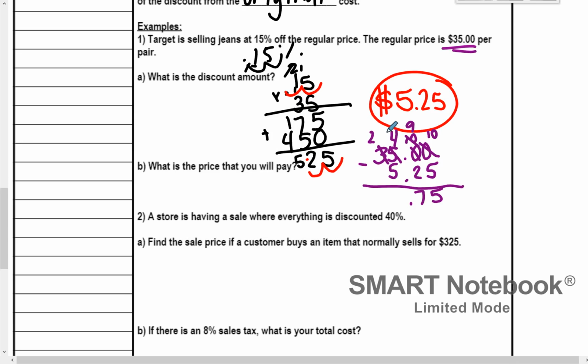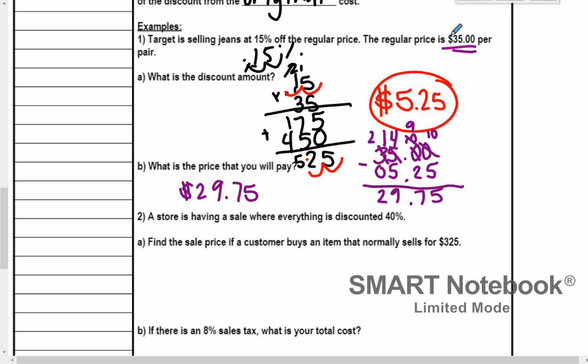Make it a 2, make it 14. 14 minus 5 is 9. 2 minus 0 is 2. Our total price is going to be $29.75. Okay, discounts, your answer should be smaller than what that original price is.